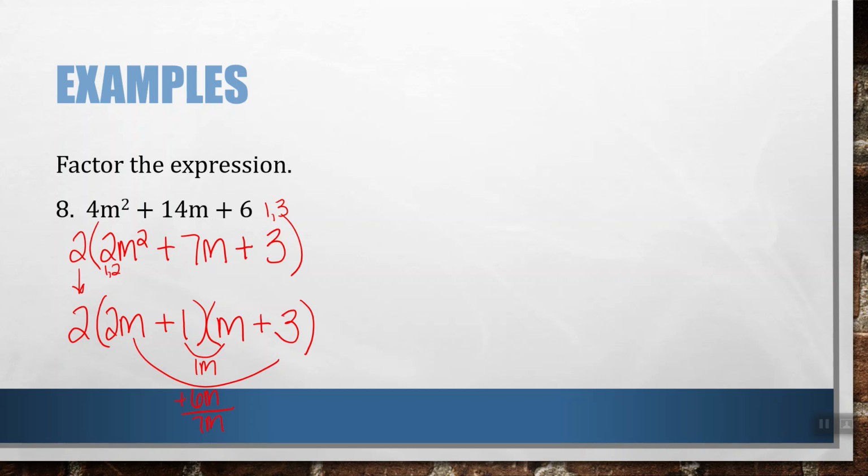You are factoring, once you take out the GCF, you are then factoring what's left over. Not back to the original problem, just what's left over here. We created a simpler trinomial and we were able to factor it. So the factored expression is 2 times the quantity of 2m plus 1 times the quantity of m plus 3. If I FOIL this back out, multiply everything by 2, I get my original problem.